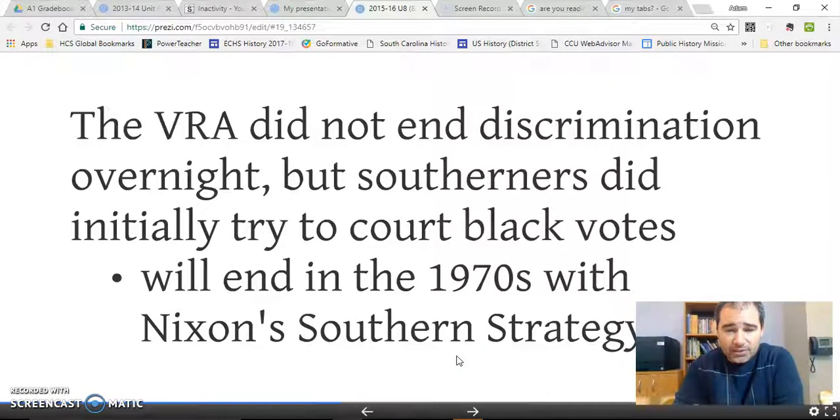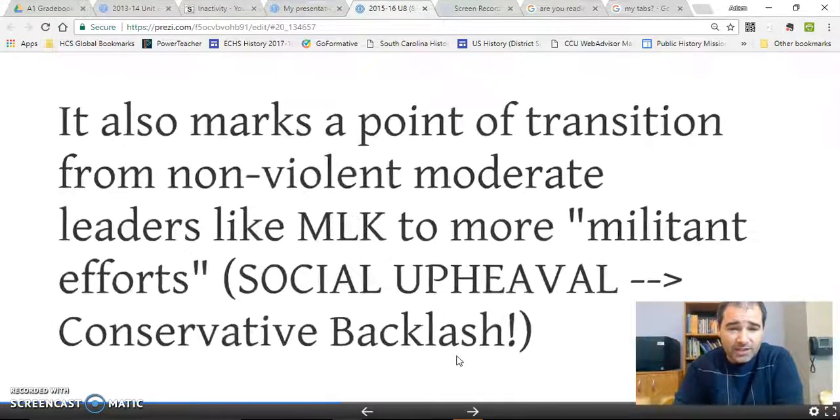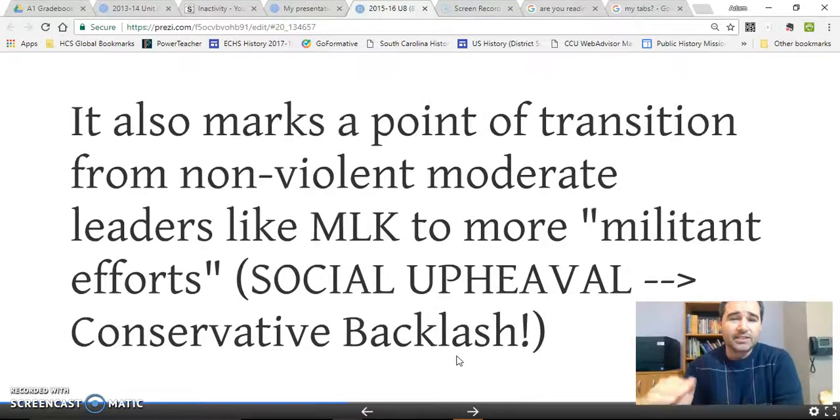When the Voting Rights Act goes through, then all of a sudden, for a little while, politicians tried to court the black vote. They tried to get African Americans to vote for them, which is going to end with Nixon's Southern strategy in the 1970s. It's at this point we see a transition from these nonviolent moderate leaders like Martin Luther King Jr., we saw this in Standard 8.1, to those more militant efforts of people like Stokely Carmichael, the Black Panthers, Malcolm X.